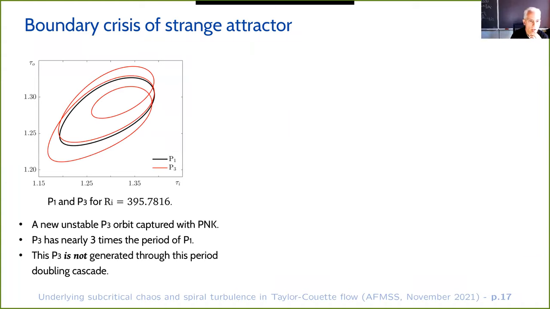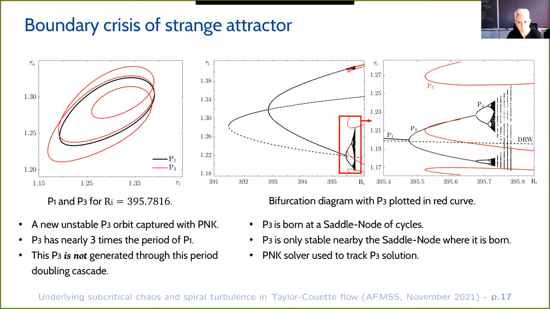Let me clarify this. This P3 orbit is not the classical orbit that you may have heard of in the classical iterated maps scenarios, where Sharkovsky's theorem tells you that after period three, you have chaos. In this case, this P3 is completely unrelated to the period doubling cascade. It's an independent orbit that happens to have nearly three times the period of the original orbit. Actually, this P3 orbit is unstable and cannot be found by time stepping, so it has to be found by the Poincaré-Newton-Krylov method. If you monitor it, you can check that this P3 orbit is an independent orbit that appears before the cascade, and that its origin is at that southern node.